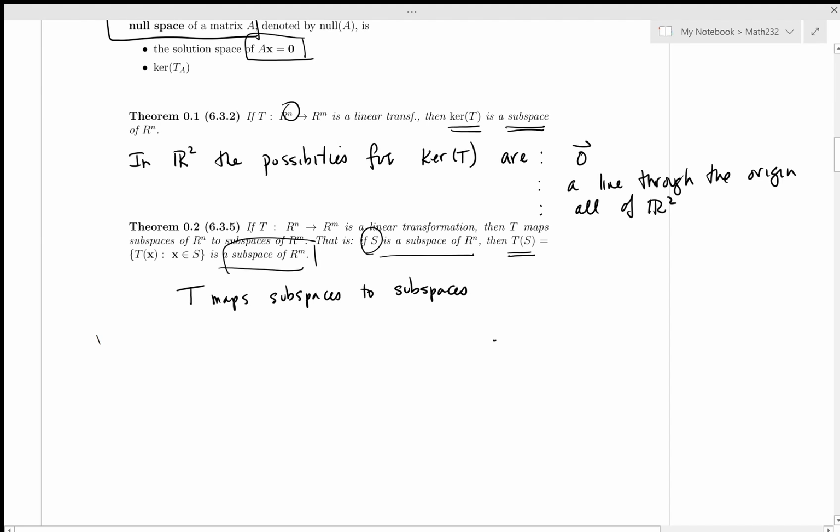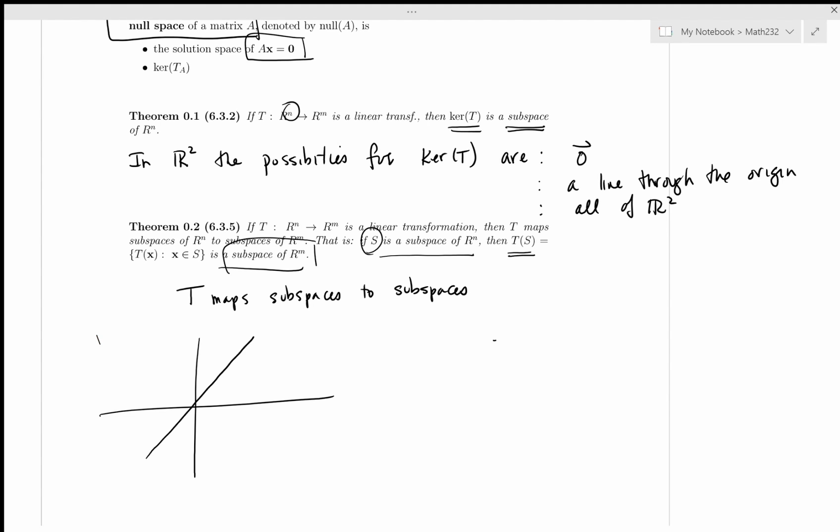Okay, so let's show an example. In R2, we could have a line through the origin that is a subspace in R2. But the only possibilities for subspaces in R2 are the origin, the 0 vector, lines through the origin, or all of R2. So let us think that our domain is this line through the origin. So that's a subspace. So this is our domain.